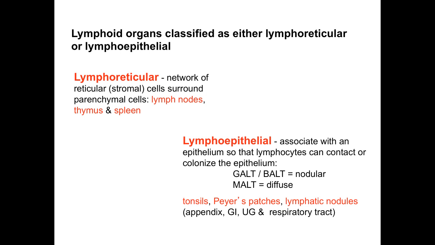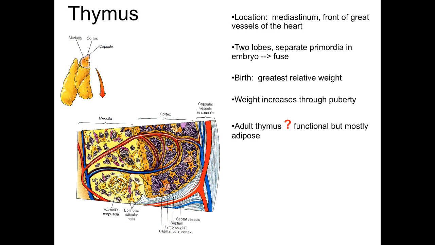So organs like the tonsils, the Peyer's patches, or various lymphoid nodules that you might find in the appendix, in the GI tract, the urogenital tract, or the respiratory tract would be lymphoepithelial organs. Let's talk about the thymus for the remainder of this podcast.